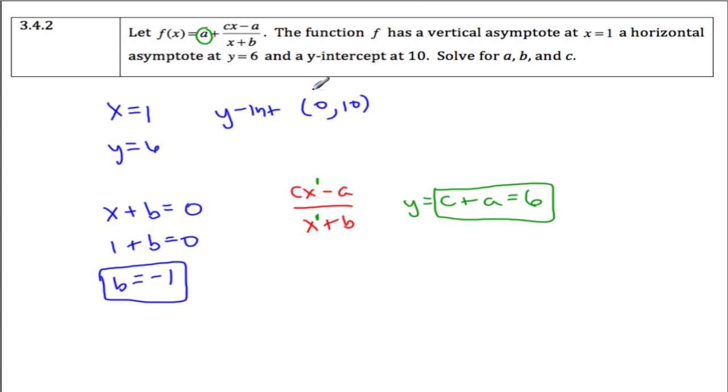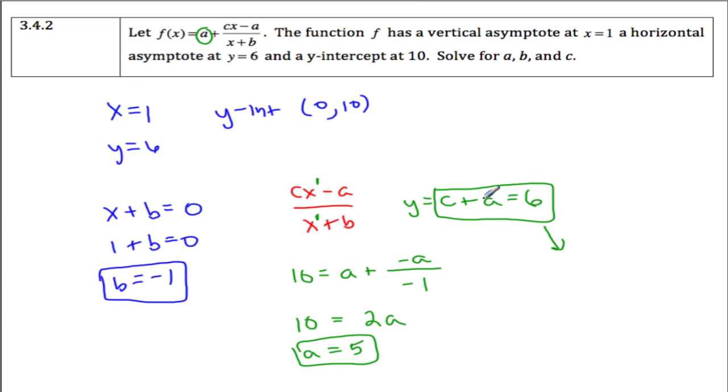So I need to go and do the y-intercept, and maybe that will help us with the situation. The y-intercept says that when I plug in 0, I get 10. So 10 equals a plus, plug in 0 here, we get minus a, plug in 0 here, we get over b, and b is negative 1. So that's 10 equals 2a, which means a is equal to 5. Which also means that c is equal to 1.